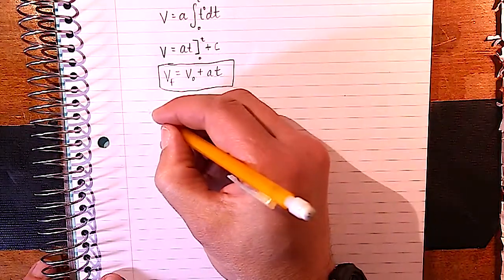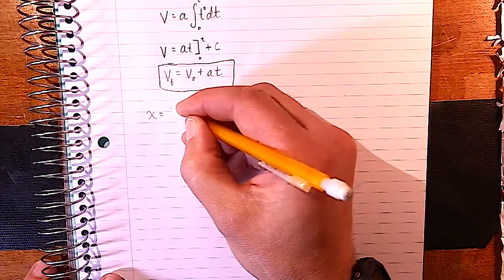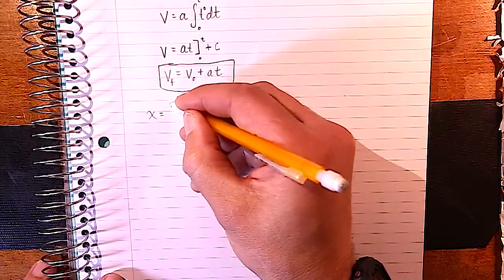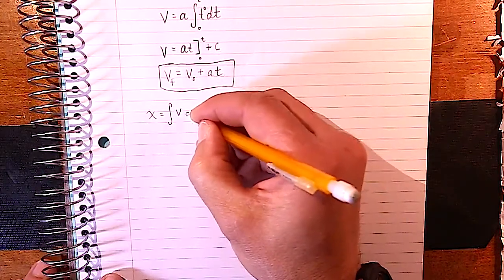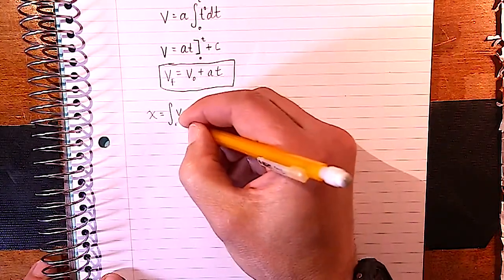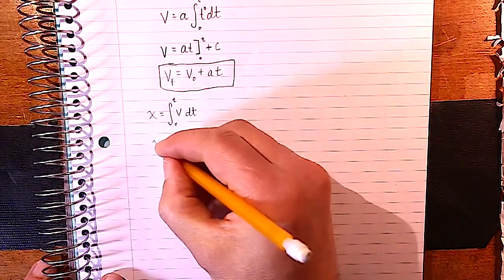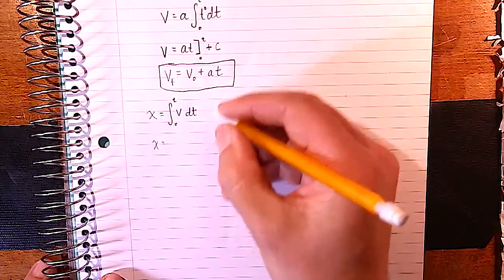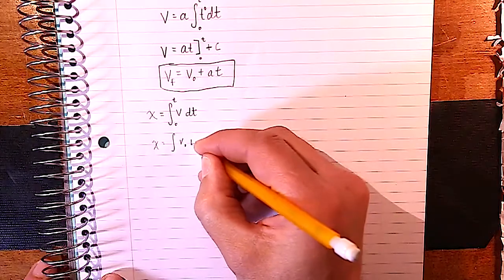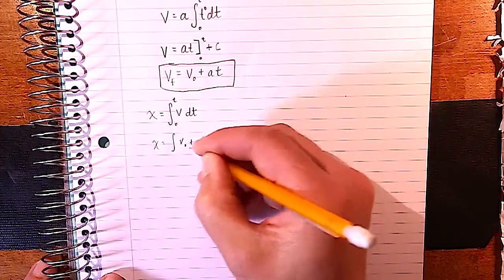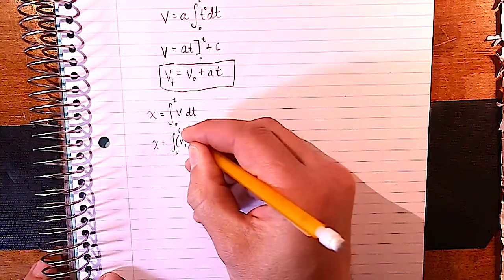But what if we do this integral on the formula we just derived? In other words, we take x and do the integral on velocity with respect to time from 0 to t. Well, in that case, if we sub in v0 plus at, we'll have the integral of v0 plus at, all of which is with respect to time, from 0 to t.